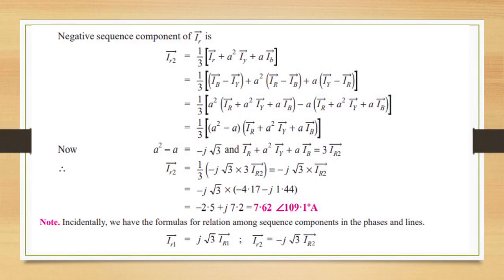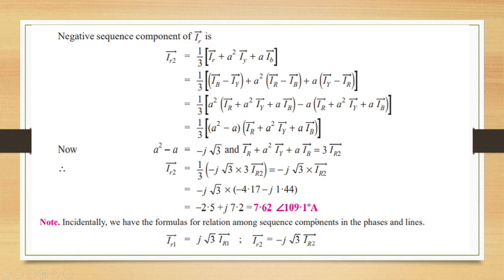Negative phase sequence component of IR, IR2, is 1/3 of IR plus A square IY plus AIB. So we are going to get this value as 1/3 into A square minus A into IR plus A square IY plus AIB. A square minus A is minus J root 3, and IR plus A square IY plus AIB is 3 IR2. So IR2 is 1/3 of minus J root 3 into 3 IR2, that is minus J root 3 into IR2. In rectangular form we are getting this value as minus 2.5 plus J 7.2. In polar form it is 7.62 angle 109.1 degree ampere.